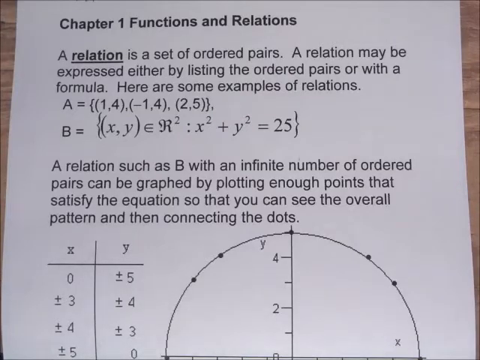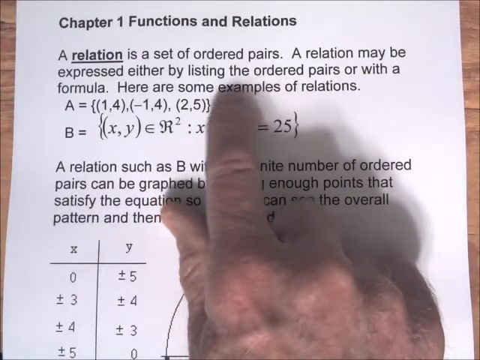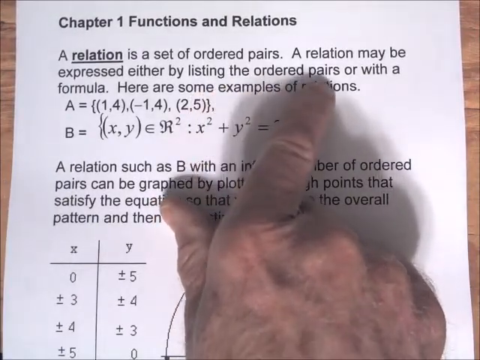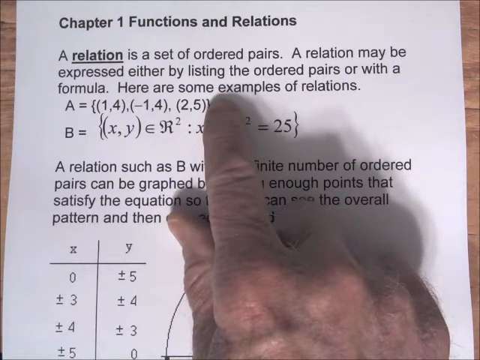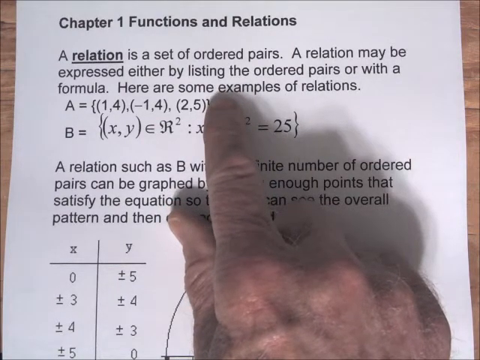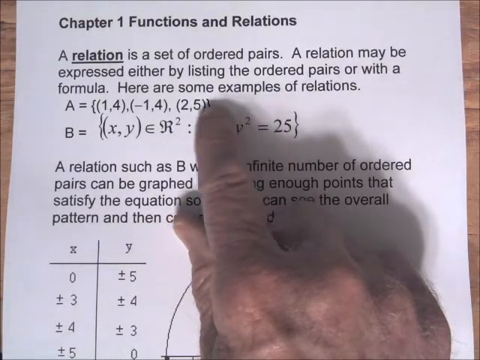Continuing a review of pre-calculus, this notion of functions and relations. We'll start out with relations. A relation is a set of ordered pairs. It could be expressed by either listing the ordered pairs or with a formula. More typically, in Calculus 1, we'll be expressing functions with a formula, but it could be a list.